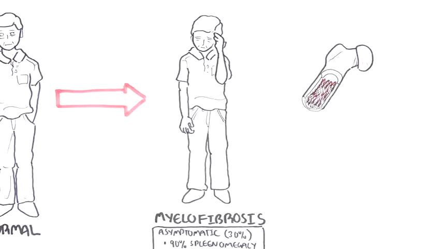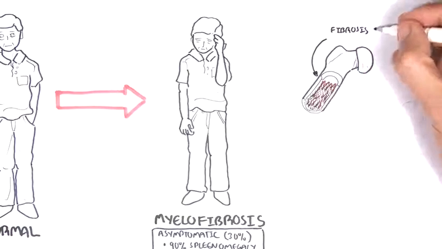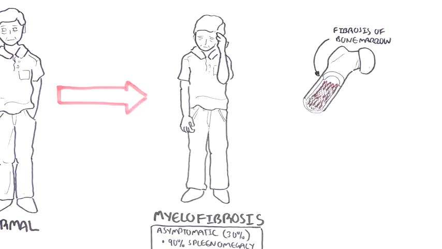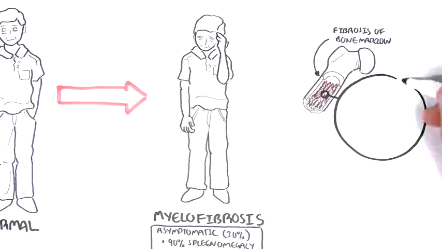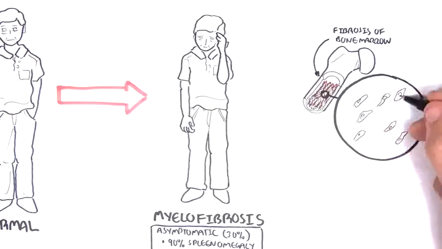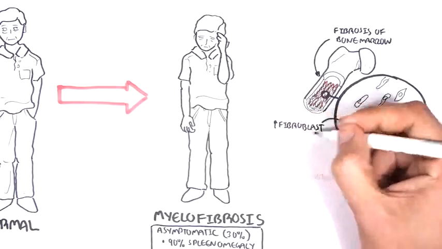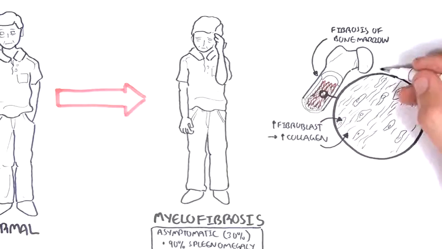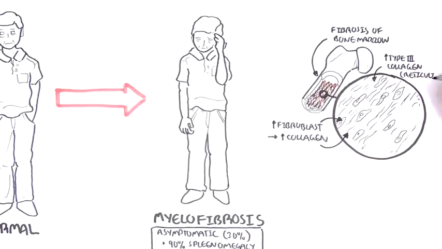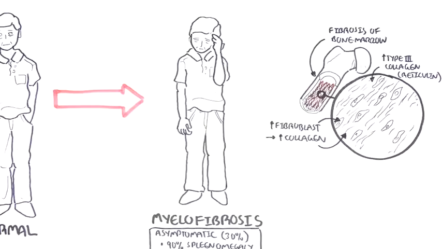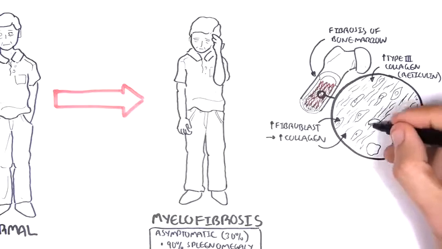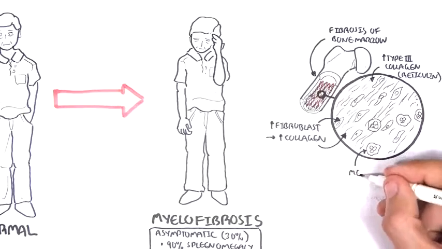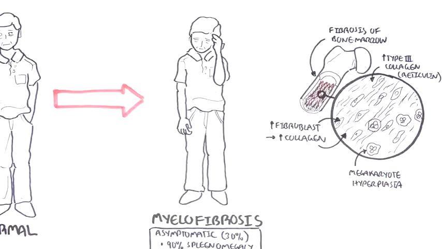In myelofibrosis, what we see is fibrosis occurring in the bone marrow, the area where hematopoietic stem cells usually differentiate and become our blood cells. Within the fibrotic bone marrow, there is an increase in fibroblasts, which means that there is an increase in collagen formation and deposition, and also a type 3 collagen, also known as reticulin. The proliferation of fibroblasts and the deposition of collagen is actually a result of hyperplasia of megakaryocytes in the area. Remember that megakaryocytes are the cells that produce and eventually release platelets.